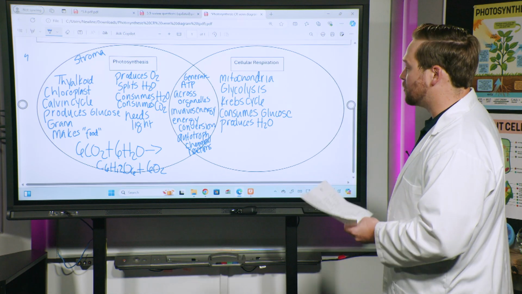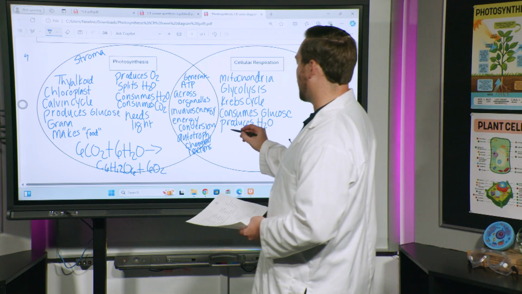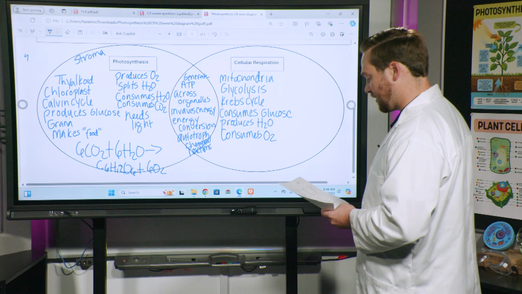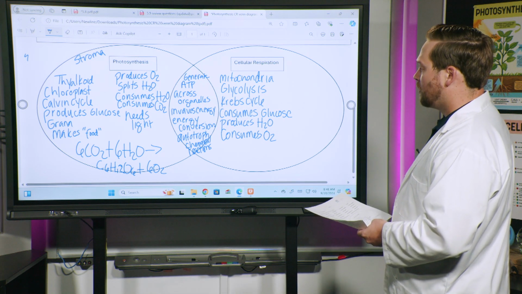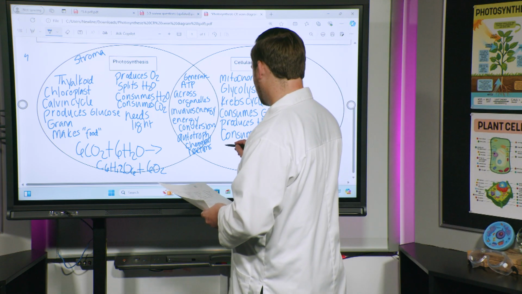The next one says consumes oxygen. So which one consumes oxygen? That's the cellular respiration over here. Consumes oxygen. Okay, great. The next one says produces CO2. Which one of these produces CO2? That's the cellular respiration.